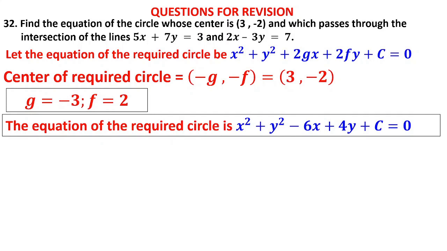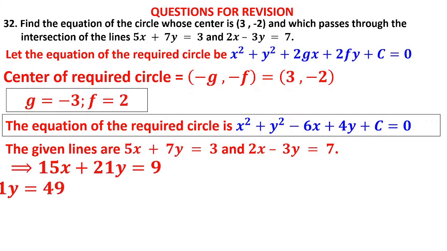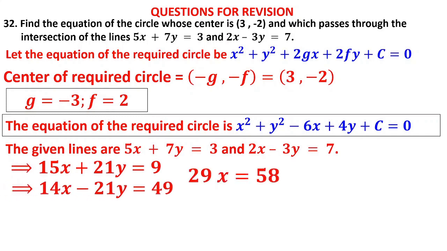Therefore, the circle becomes x square plus y square minus 6x, because g is minus 3 and f is 2, plus 4y plus c is equal to 0. Let us take the given two lines now. I will try to solve it using the elimination method, and I am getting 29x is equal to 58, x is equal to 2.